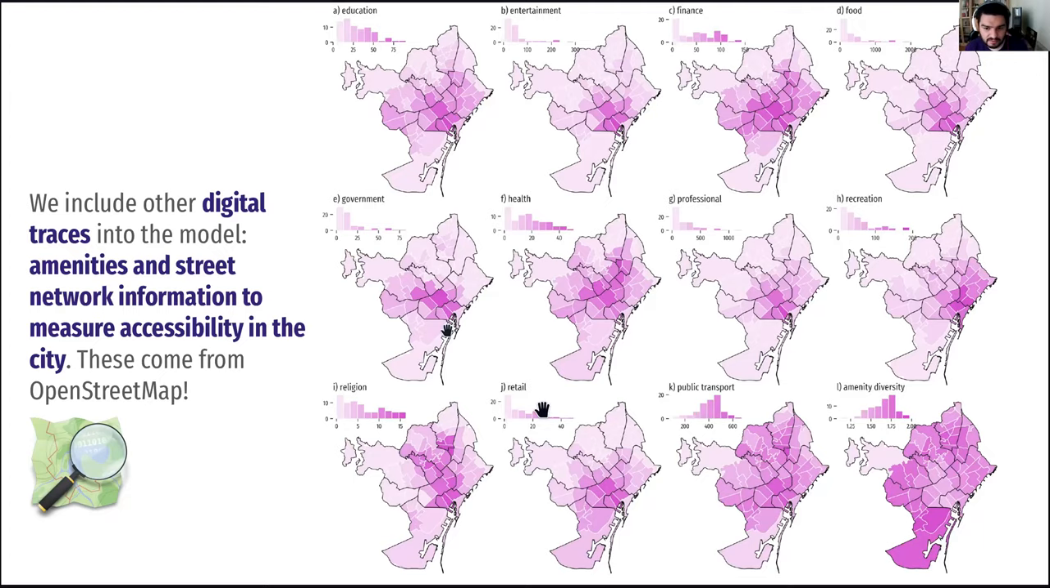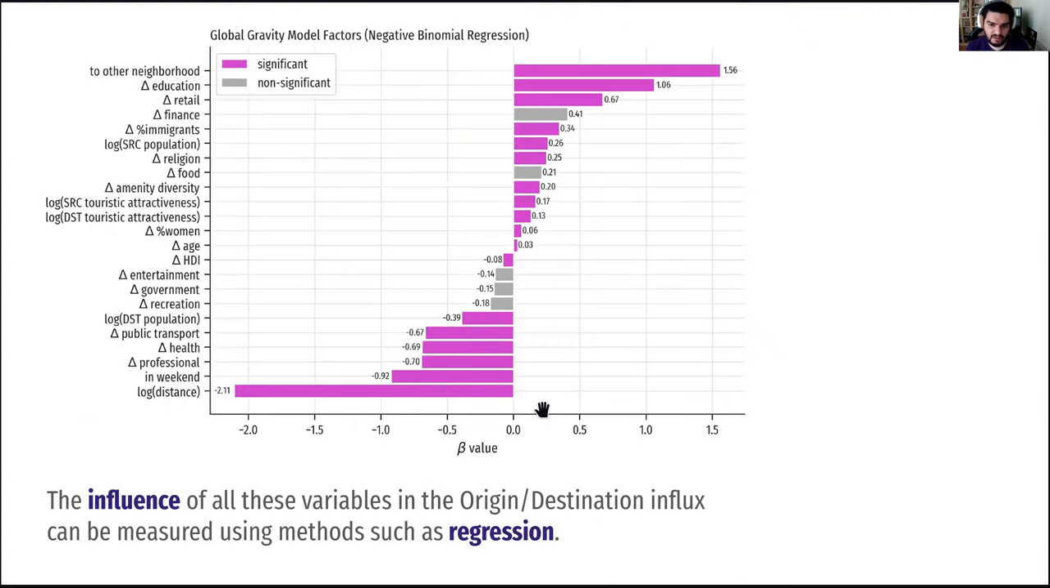And we do that. For instance, here we can say, if a place has more educational amenities than another one, the influx from one place to another is going to increase. Or the larger the distance between two areas, the smaller the influx between them. And so on. Those are two kind of obvious insights.